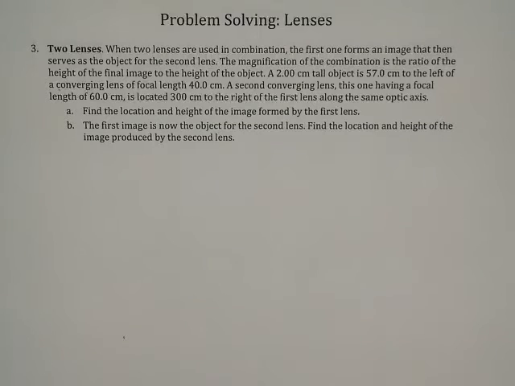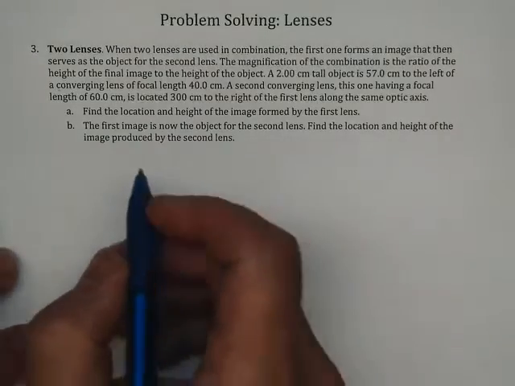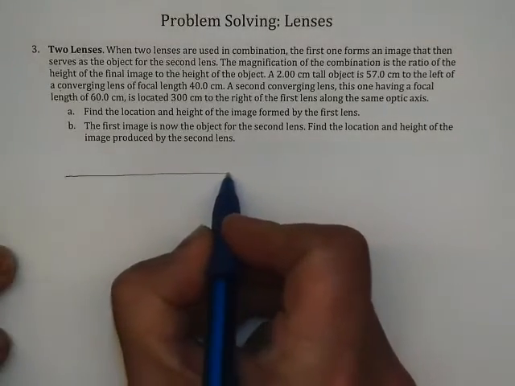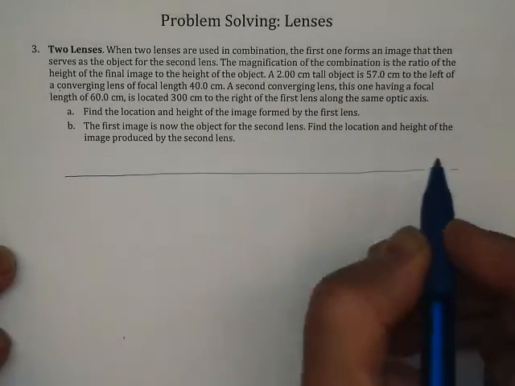length of 40 centimeters. A second converging lens, this one having a focal length of 60 centimeters, is located 300 centimeters to the right of the first lens along the same optic axis. Again, you don't have to draw a picture, but there's a heck of a lot of information to be keeping track of in this situation.